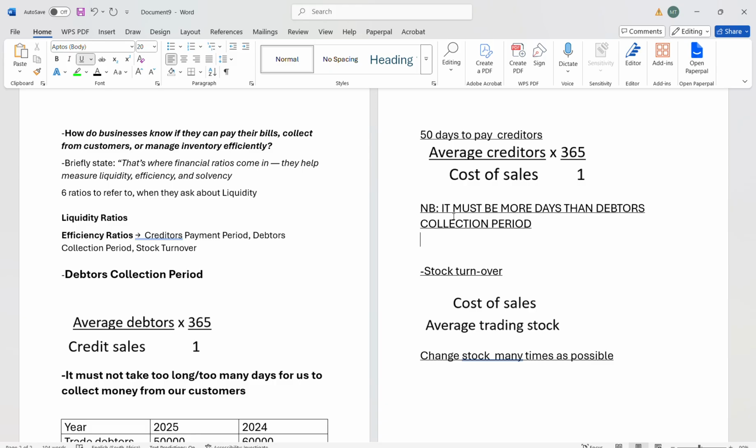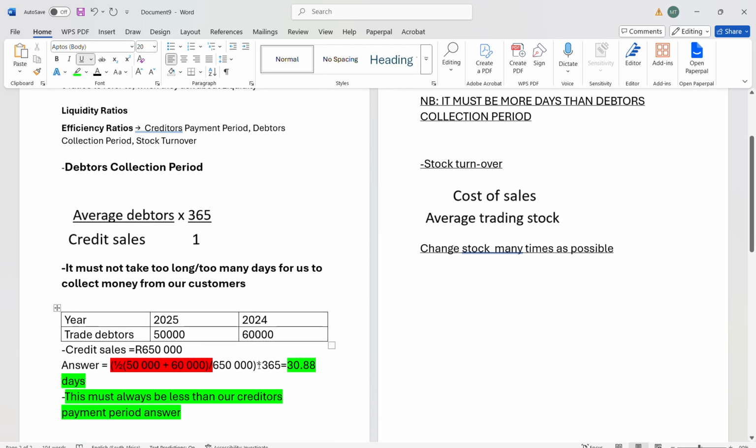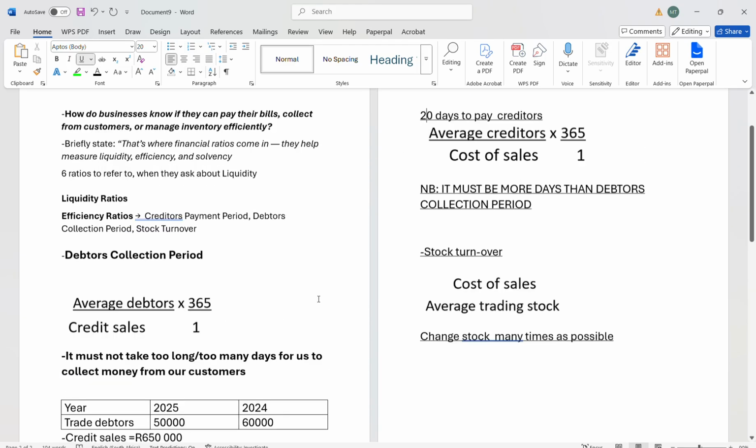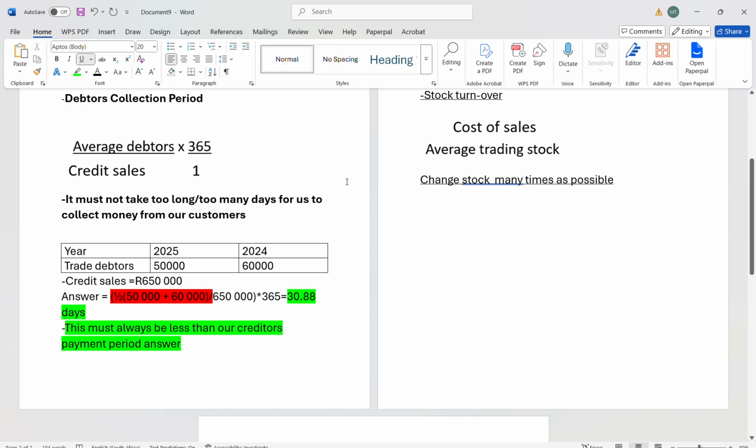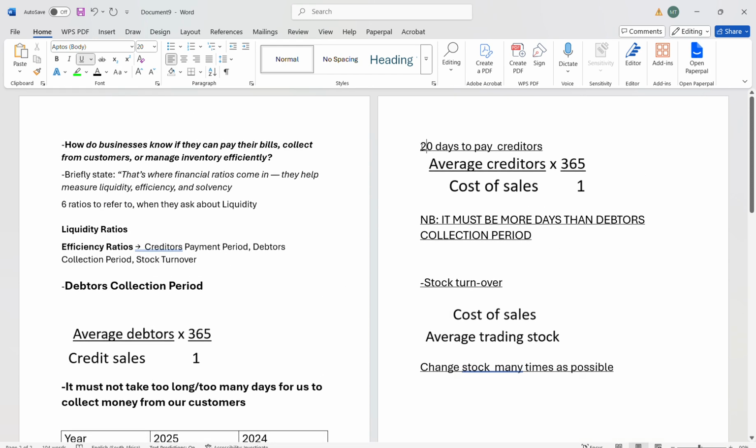So make sure that your answer for creditors payment period is always more days than your debtors collection period for you to be liquid, and vice versa. By vice versa I mean if your creditors payment period was 20 days, then you compare 30 days with 20 days, it means it takes you 30 days to receive your money from customers, but it also takes you 20 days to pay your creditors.